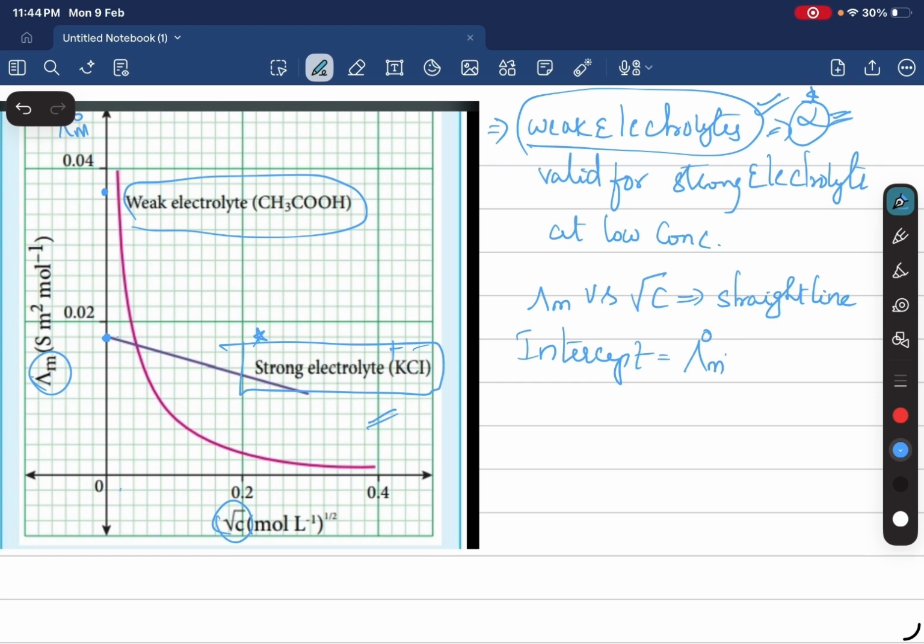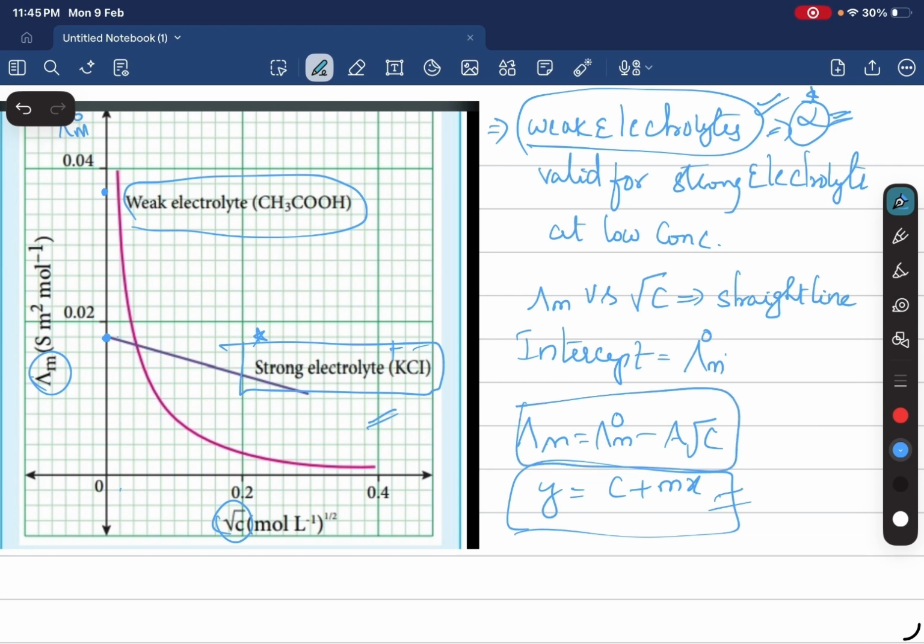So here the slope will be negative because lambda m equals lambda m naught minus A into under root C, like y equals c plus mx. That's how we get a negative slope. For a strong electrolyte, this is the formula. For a weak electrolyte, the alpha term will come, because weak electrolyte dissociation or conductivity depends mainly on alpha. So alpha equals lambda m by lambda naught m. You can write it any way.